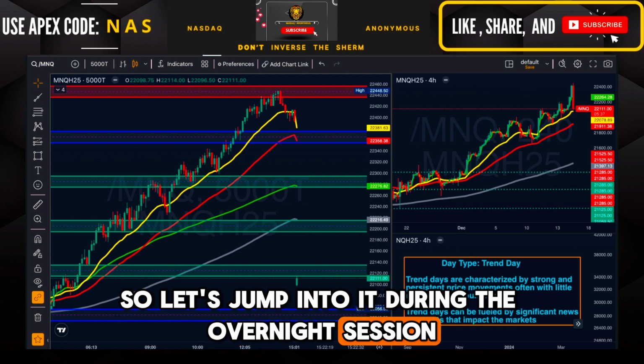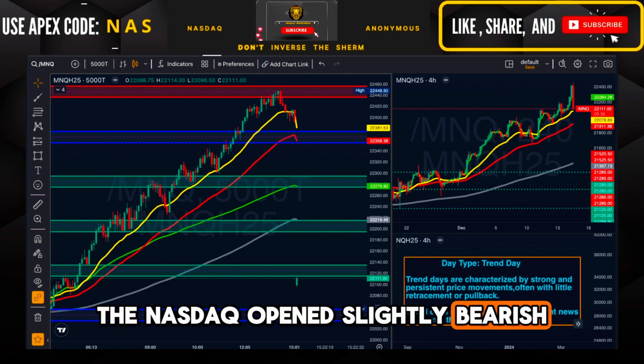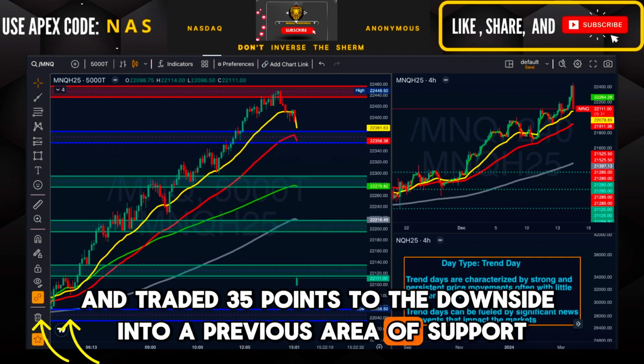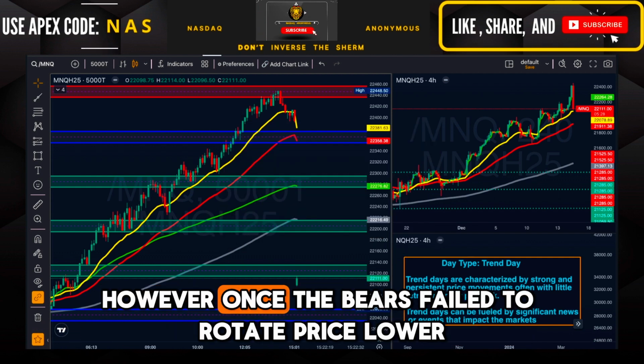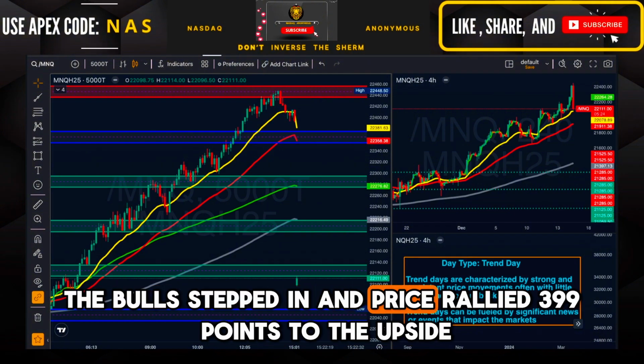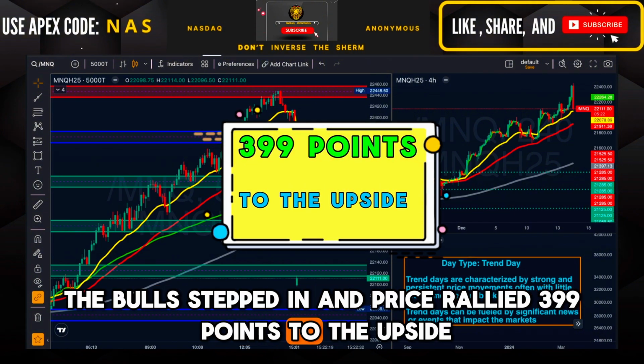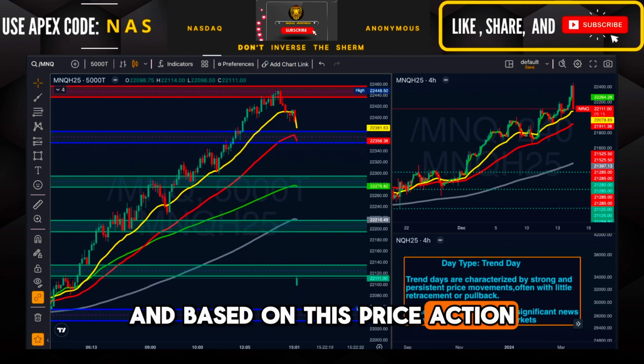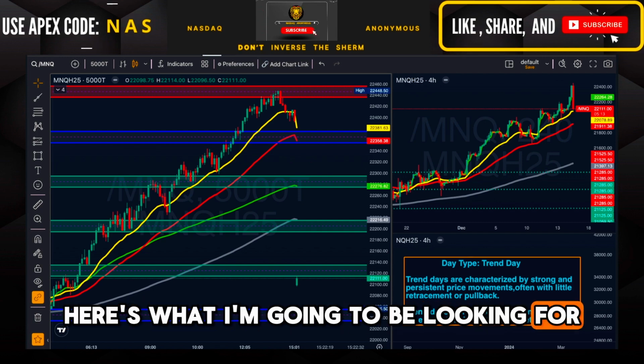During the overnight session, the Nasdaq opened slightly bearish and traded 35 points to the downside into a previous area of support. However, once the bears failed to rotate price lower, the bulls stepped in and price rallied 399 points to the upside, seeing a slight sell-off going into the close of the session. And based on this price action, here's what I'm going to be looking for.